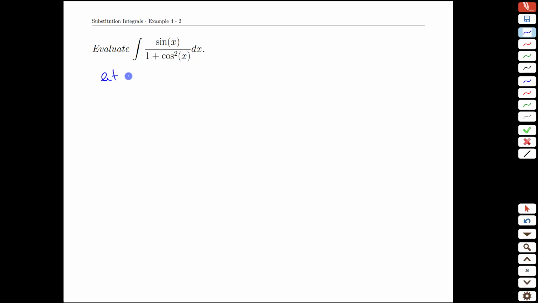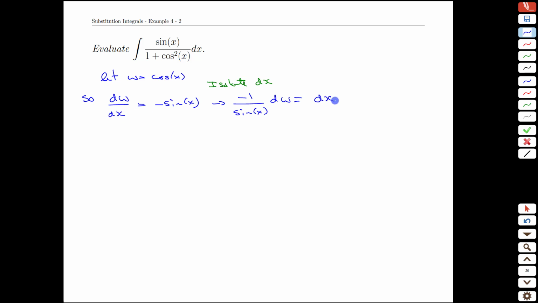We're going to pick our w as cos of x. Once we've made that decision, then we just follow the process for a substitution integral. We find the derivative, that's negative sine of x, and then we isolate the dx part. That gives us negative 1 over sine of x. dw stays there. Then the dx comes up, and we get that expression. Then we try to rewrite our integral.